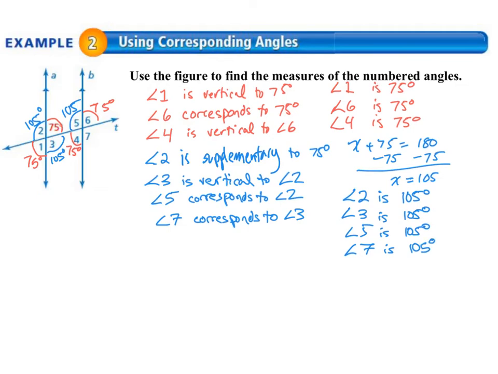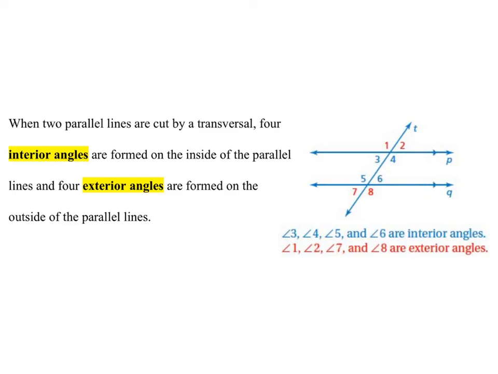That makes angle 7 105 degrees. So a big part of this section is really just vocabulary. This is saying when 2 parallel lines are cut by a transversal, you get 4 interior angles formed on the inside. Think about the inside of a house, which would be called its interior. So all these angles here, 3, 4, 5, and 6 are called interior angles. And on the outside, the angles out here, so 7, 8, 1, and 2 are called exterior. Like the outside of a house is called its exterior.